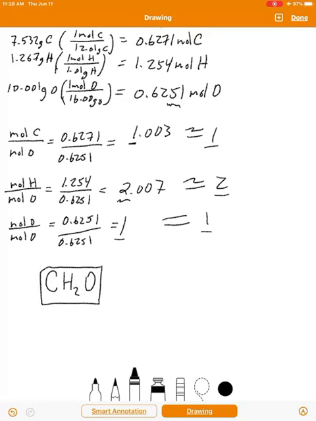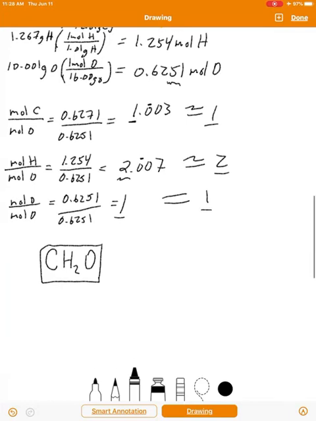Now, sometimes there are problems where you may not be able to round directly. So here's what I would say. If the first number after the decimal point is a 0, just round it. If the first number after the decimal point is not a 0, so it's a 1 or a 2 or a 3 or 4 or 5 or 6 or 7, then you multiply through everything till they are whole numbers.